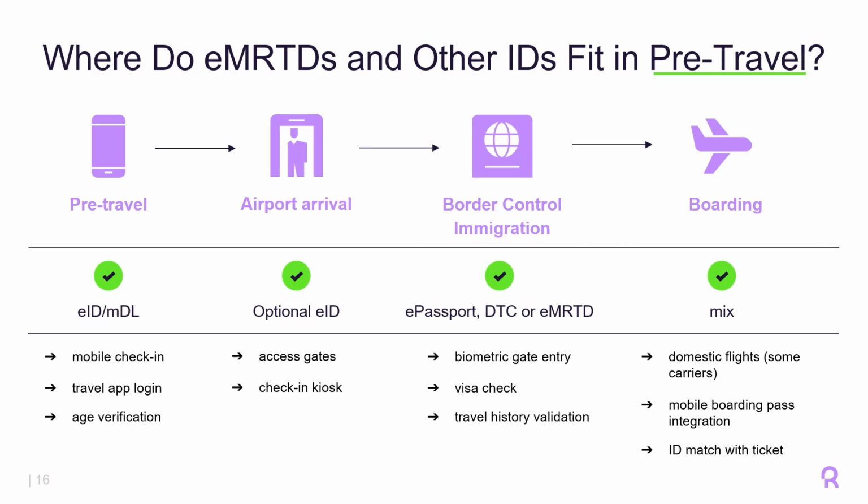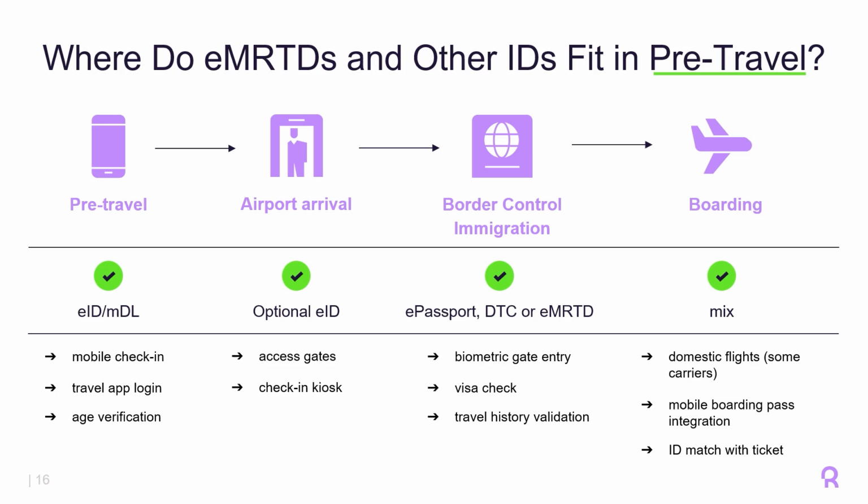At the airport, EIDs may also be accepted to access gates or kiosks depending on the country or carrier. This step is still optional and varies a lot by implementation. For border control and immigration, however, identity documents must follow international standards. Only ePassports, digital travel credentials, or other eMRTDs are valid here. The term eMRTDs here refers to any electronic machine-readable travel document defined by ICAO Doc 9303.